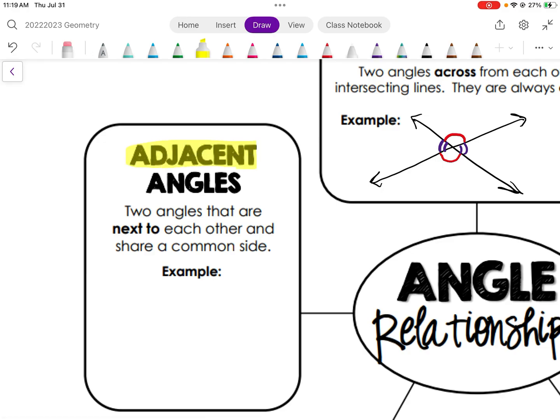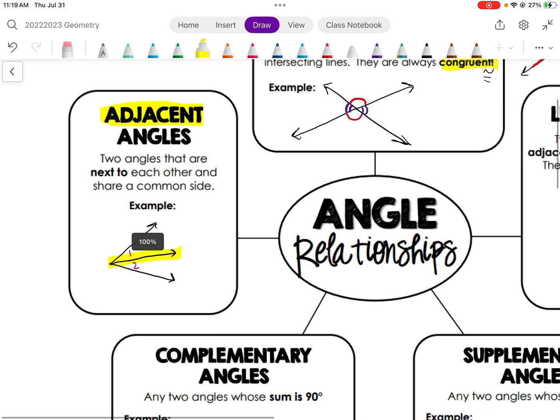Adjacent angles. You might have heard the word adjacent before. If someone lives adjacent to you, it's kind of like your neighbor, okay? So adjacent angles are two angles that are next to each other and they share a common side. So here's an easy example. Let's say I have this and this. We'll call this angle 1 and this angle 2. Angle 1 and angle 2 share this common side right here, so we could say 1 and 2 are adjacent. Okay, adjacent means neighbor angles. They're right next to each other.